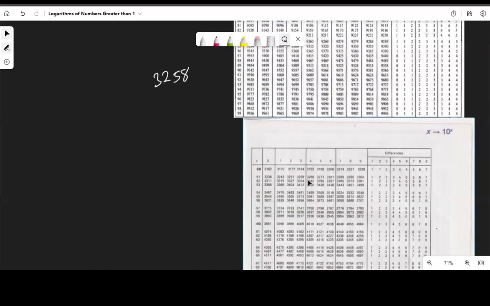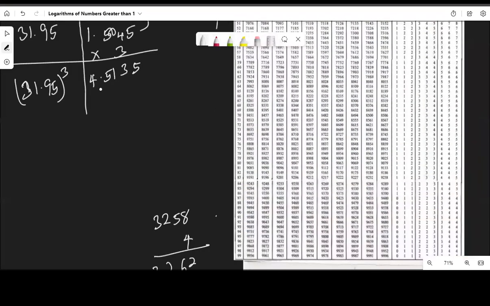That is 51 under 3. Then difference of 5. Difference of 5 is 4. And the 4 there. 8 plus 4 is 12. Right, write 2, carry 1. 1 plus this is 6. So 3262.